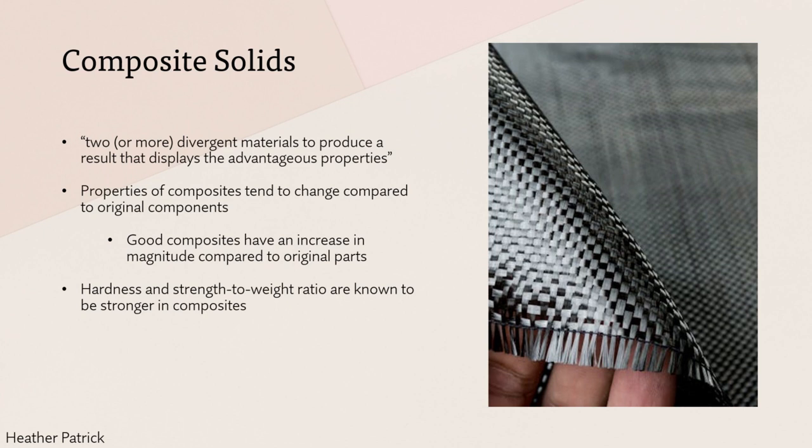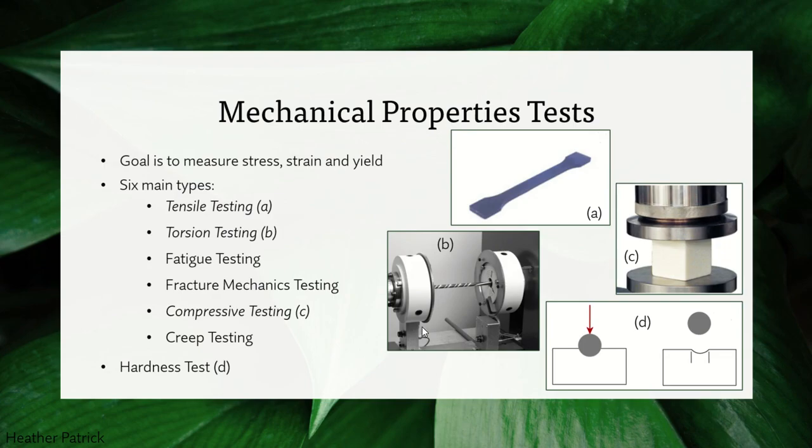Basically, the properties when they get mixed together aren't guaranteed to be in the middle or higher than the original, but for most composites, based on my research, their hardness and strength to weight ratio are known to be stronger than their individual pure components. The mechanical property tests that we've learned previously in Chapter 6 are tensile, torsion, fatigue, fracture, compressive, creep, hardness, and a bunch of others, but those are the main ones I included in my presentation.